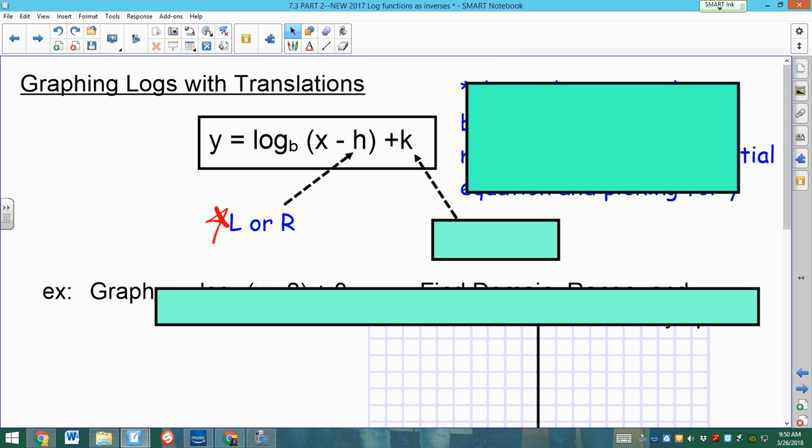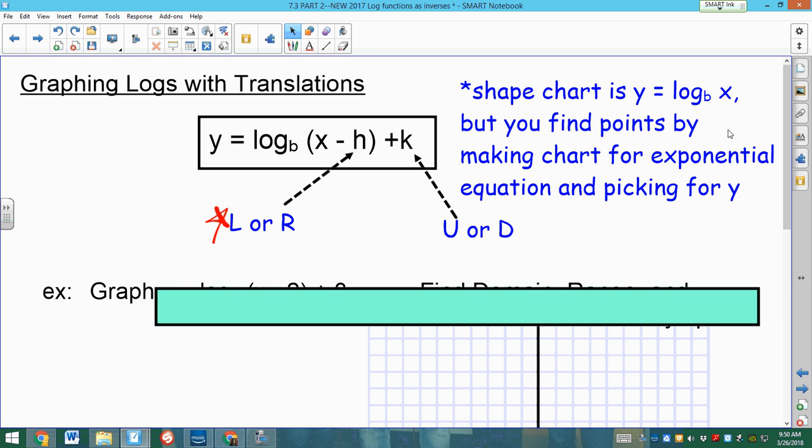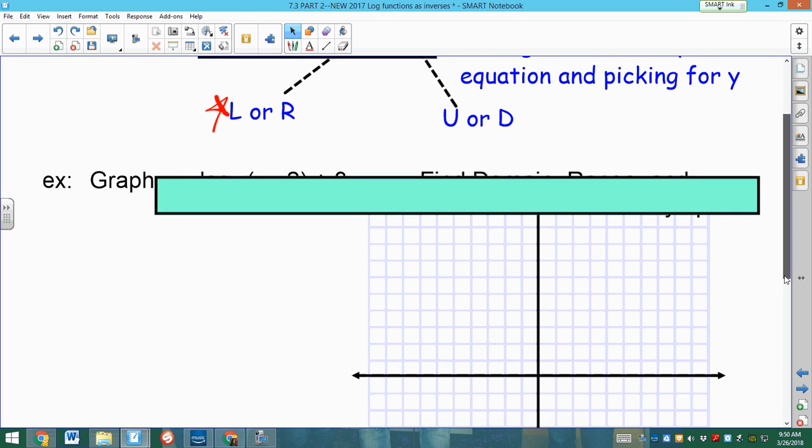If you see minus, you're going to the right. If you see plus, you're going to the left. K value is going to be up or down. We will use the shape chart idea. The shape is set by log base b of x, but remember that we're going to make our t-chart from the exponential equation and picking for the y value.